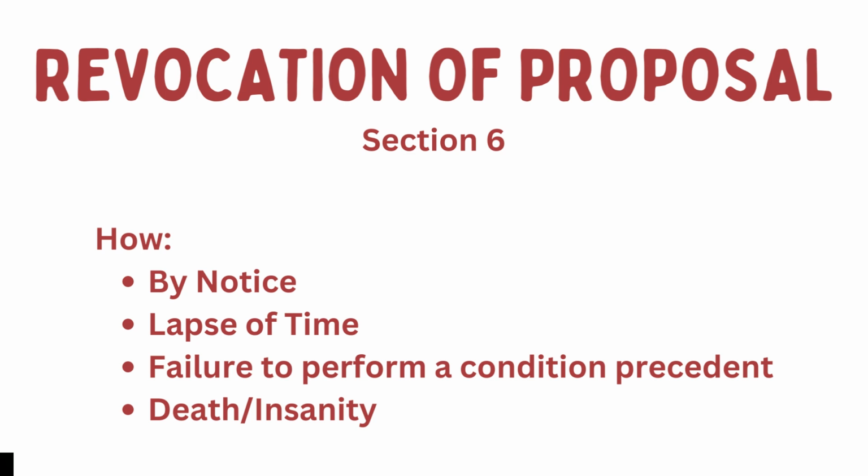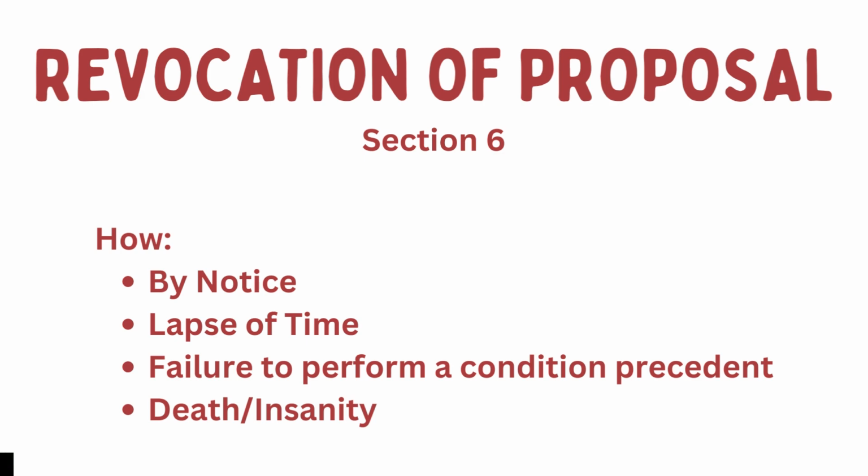The second mode is by lapse of a time period. If there is a time period prescribed and that time lapses, then the offer is automatically revoked. However, if there is no time period prescribed, then after a reasonable time the offer will be revoked itself. The third mode of revocation is the failure to perform a condition precedent. So, if a proposer imposes a condition on the offer that only on the fulfillment of that condition the proposal will be valid, and the proposee or offeree does not fulfill that condition, then the offer automatically stands revoked.